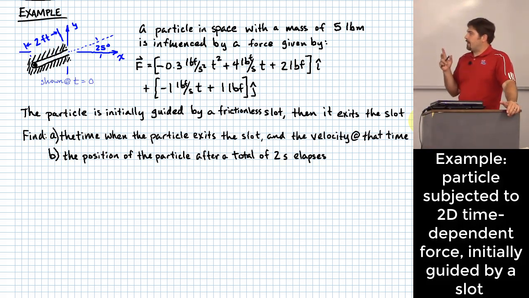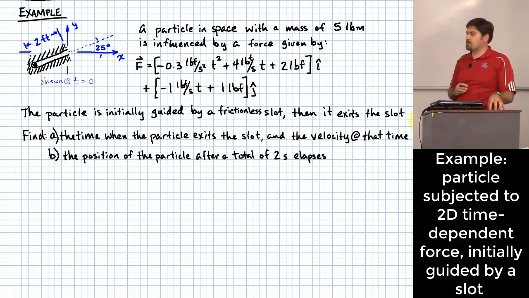All right, so in the first part of the motion of the particle, it is guided by a frictionless slot, and then once it exits the slot, it's sort of on its own and it will move however the forces that are applied to it would influence it. So what we're supposed to find here is first the time at which the particle exits the slot and the components of velocity at that time. So that's the first thing we want to do. Once we get that, the next half of the problem is to find the position of the particle after a total of 2 seconds elapses. That includes the amount of time that it took for it to be launched out of the slot, right?